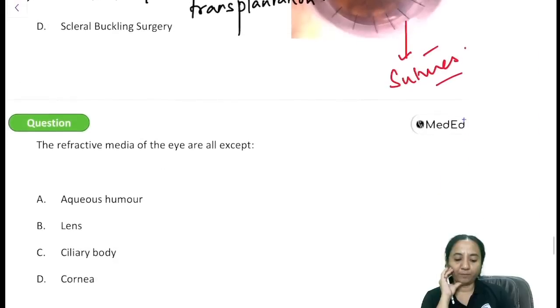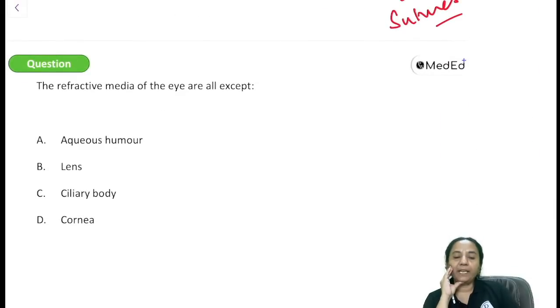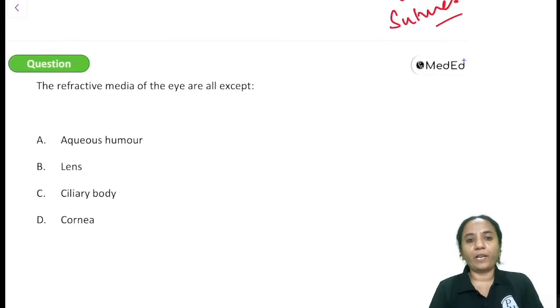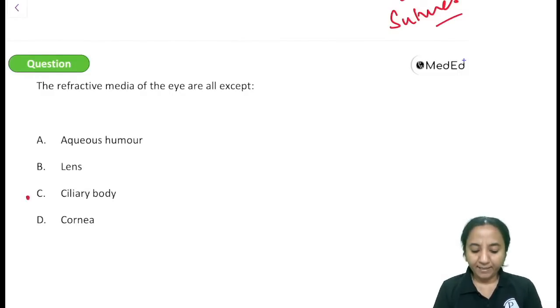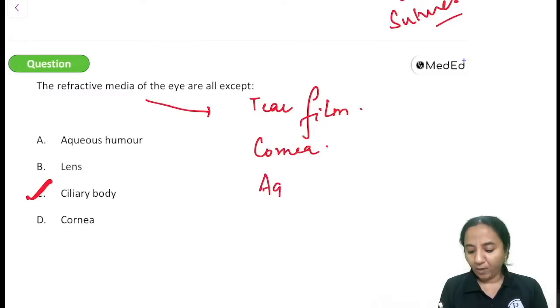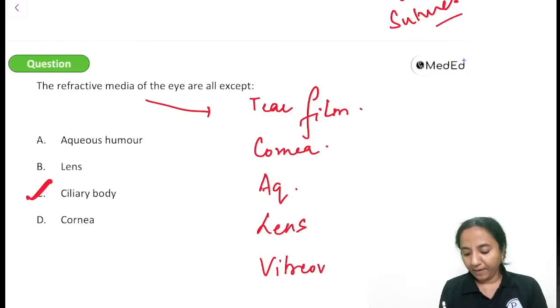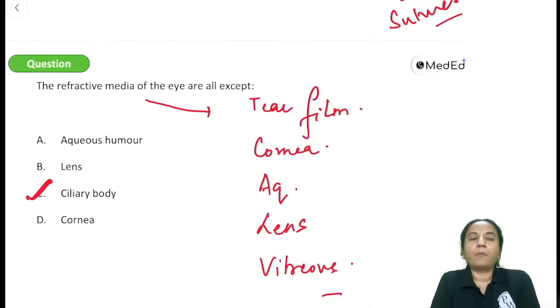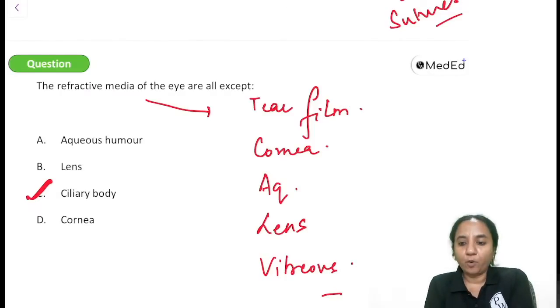The refractive media of the eye are all except: aqueous humor, lens, ciliary body, cornea. I think this should come even if asked in your sleep, it is that simple. Answer is ciliary body. Which are the refractive media of the eye? At first we have the tear film. After the tear film we have the cornea, then we have the aqueous, then we have the lens, and this is the vitreous. So these are the refractive media of the eye. So ciliary body is not a part of the refractive media, certainly.